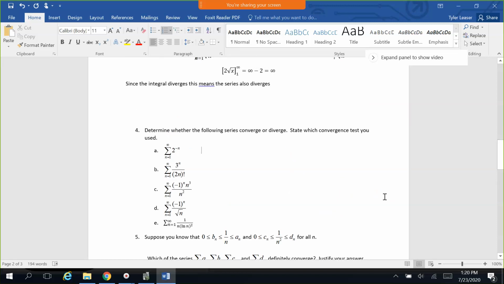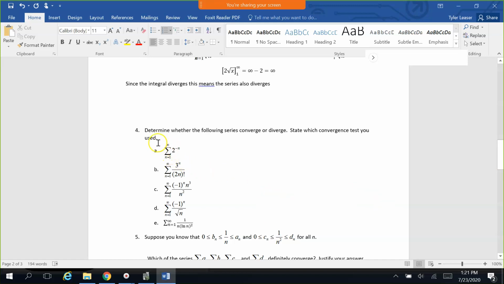All right, moving on. Okay, so for these next ones, number 4 here, A through E, it's asking us to determine whether the following series converges or diverges, and then state which convergence test you used. All right, we'll start here at the beginning.